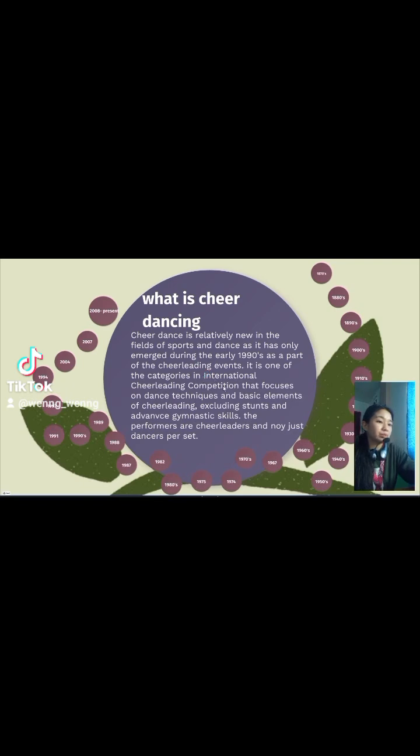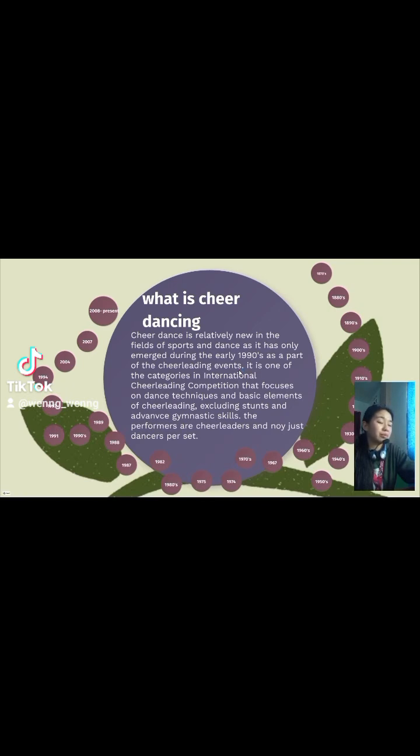It started in the late 19th century. It is one of the parts of cheerleading events, which happen in schools. It can also be done through a community, wherein it is a combination of sports and dance. So always remember that cheer dancing is always included in sports and dance; cheer dance is always a relative of sports and dance.